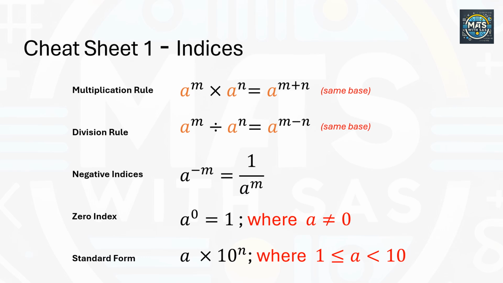Here is a quick summary of what we learned today. Multiplication rule: add the exponents. Division rule: subtract the exponents. Negative indices: move to the denominator. Zero index: always equals 1. Standard form: convert numbers into the form a multiplied by 10 to the power of n.